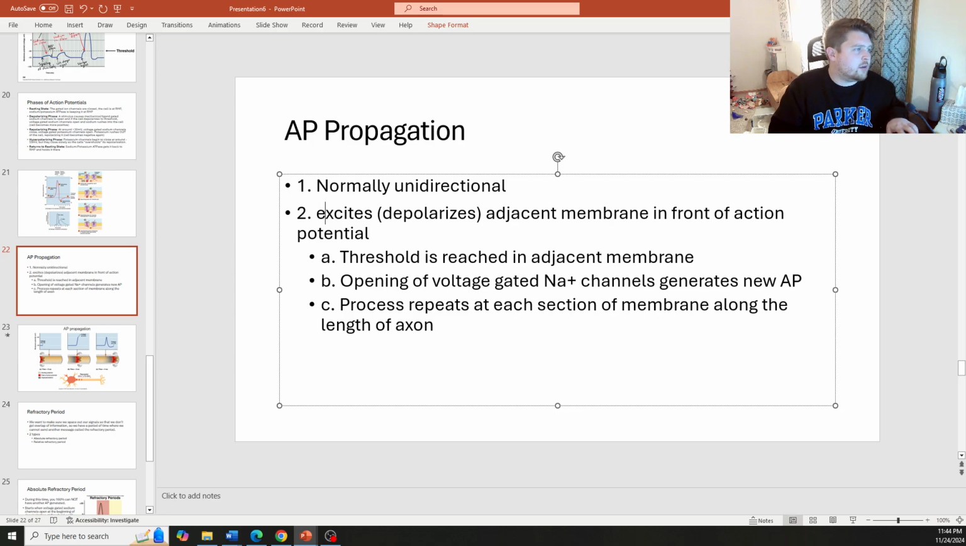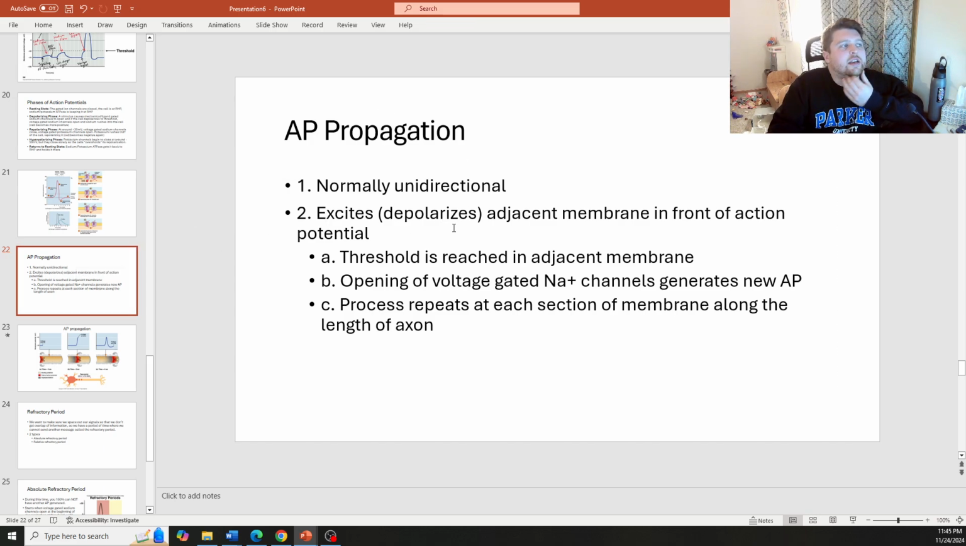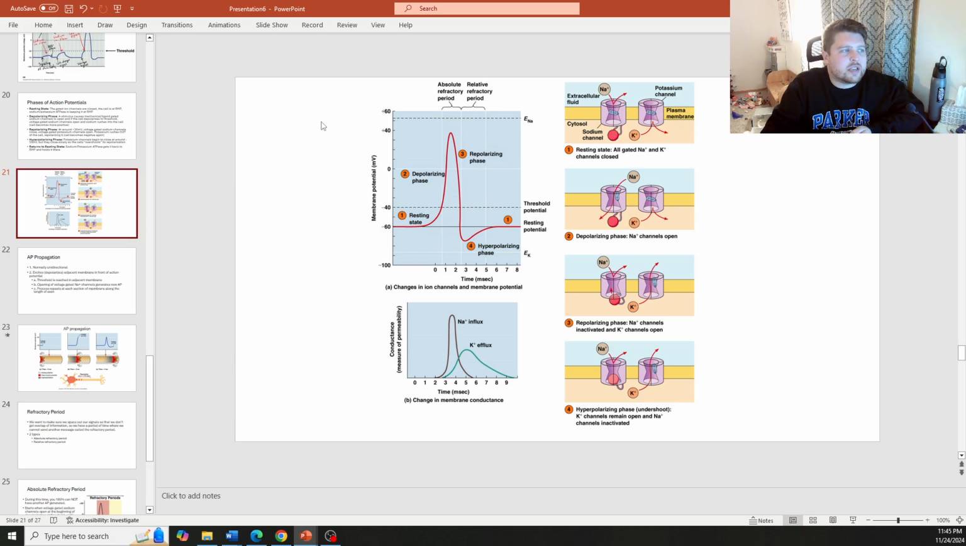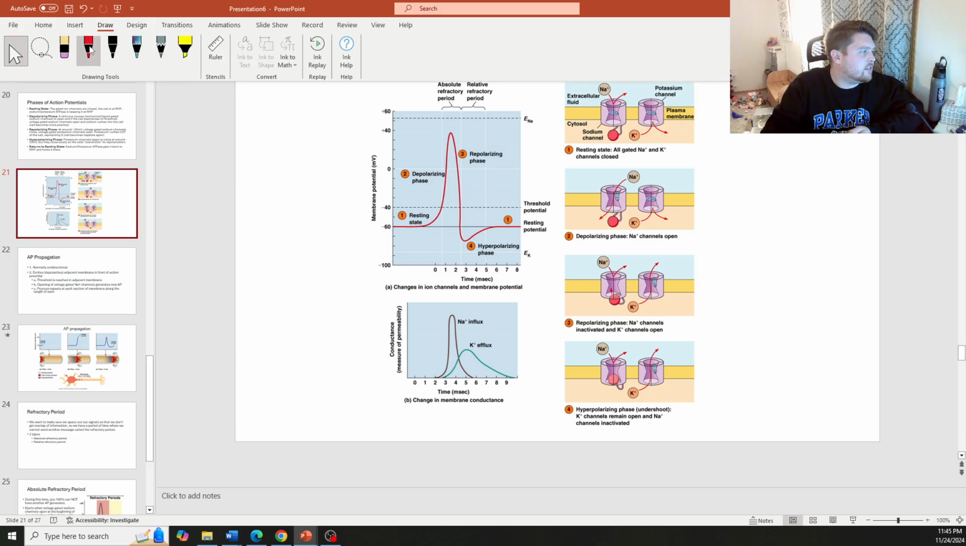So all of that was about making that first action potential. Propagating is referring to now the spreading, this continuing of that signal. And when we look at this, all of these ion channels, you can kind of think of it like this.